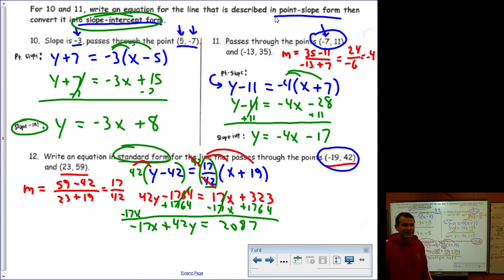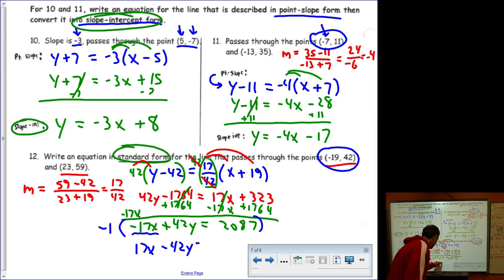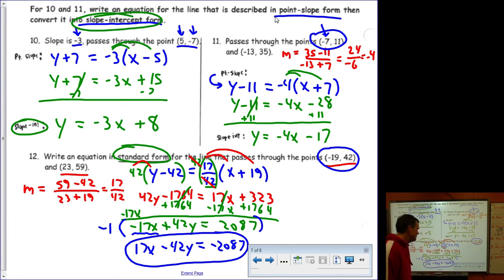And then the last thing is, of course, we want the x term to be positive. The a value in standard form should be positive. So we're going to multiply everything in the problem by -1. And multiplying by -1, of course, just changes all the signs. So this would be 17x minus 42y equals negative 2087. And I have now written an equation in standard form for that line.